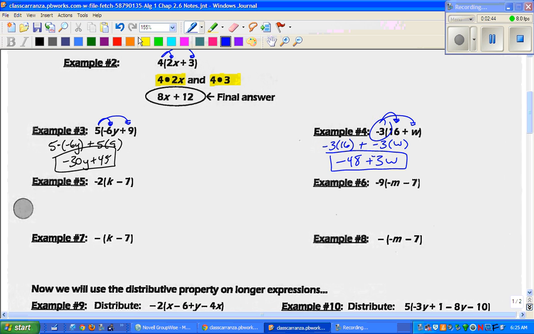We have, instead of a plus in the middle, we have a negative. So what we're going to do is we're going to do click, click, and then multiply. Okay? -2 times k plus -2 times -7. Multiply that out, you get -2k plus 14.